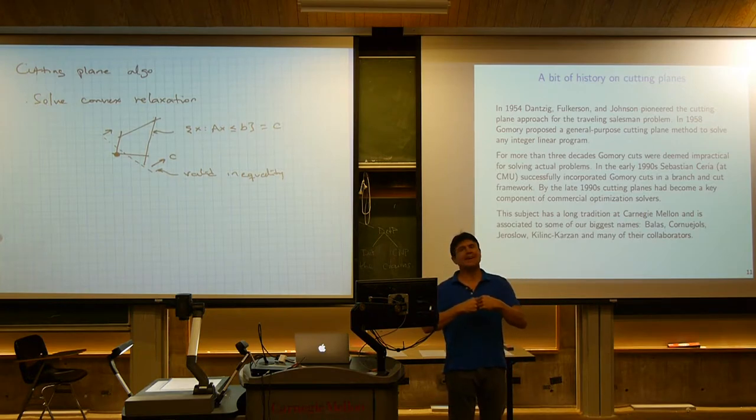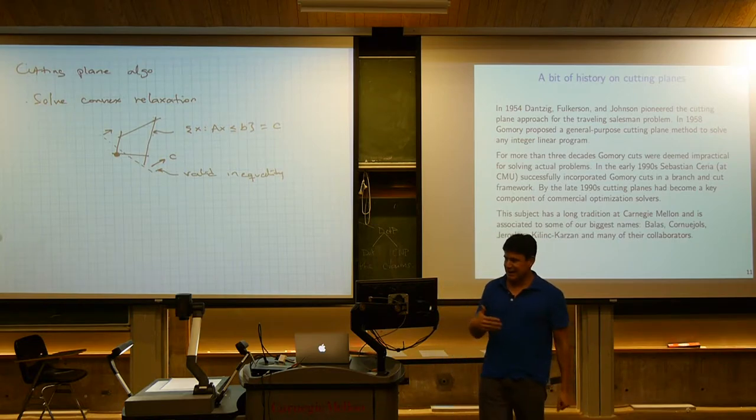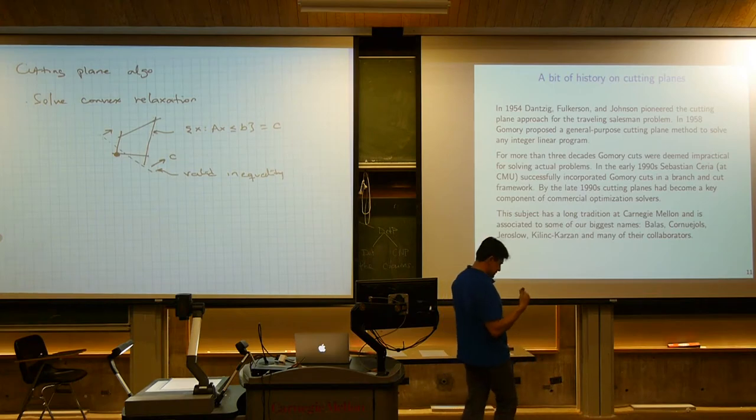In principle, it could solve any integer linear program. And then he proved that indeed the algorithm would always find a solution to any integer linear program. But that was not implemented, and that was not tested computationally. And the first few tests were not very promising.